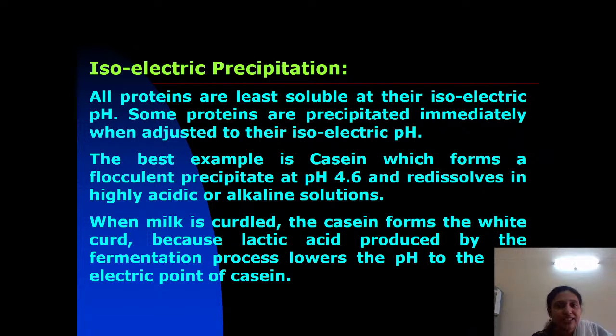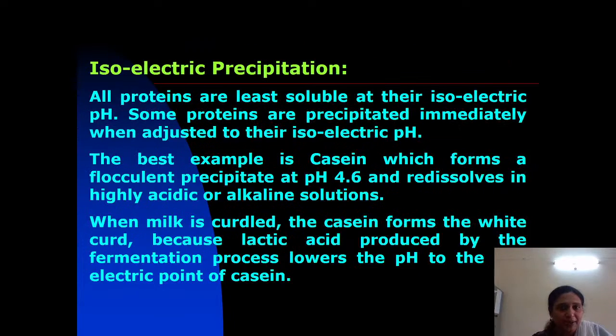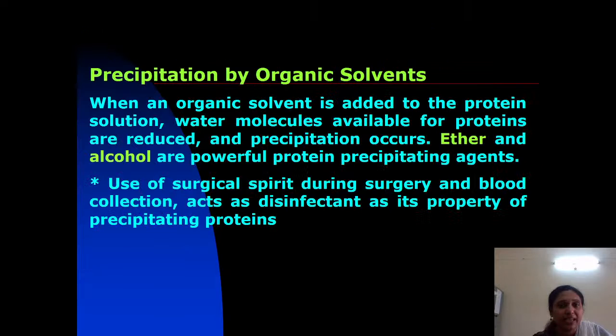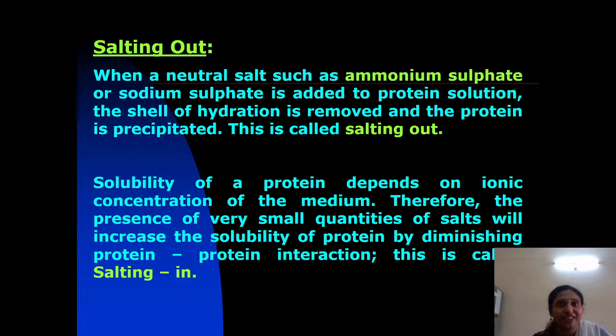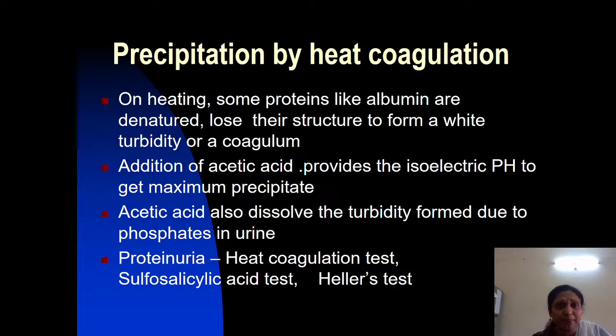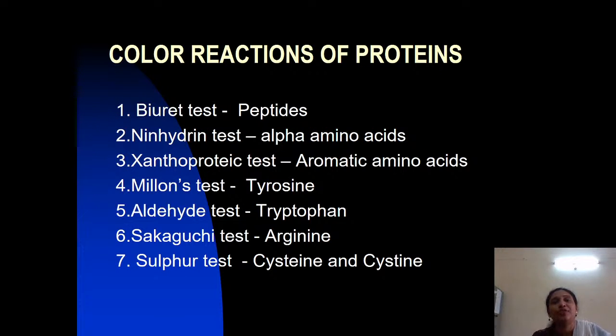Already in the previous slides we have discussed isoelectric precipitation, precipitation by heat coagulation, precipitation by alkali reagents, precipitation by heavy metals, precipitation by using organic solvents, then precipitation by using salts like ammonium sulfate. And all these precipitating methods are used for separation of the proteins. Now coming to the next one: color reactions of the proteins.